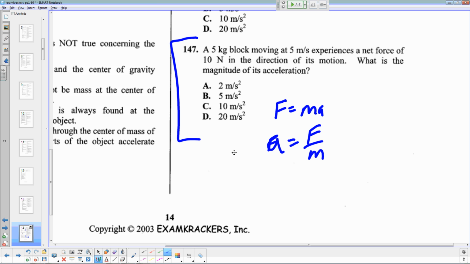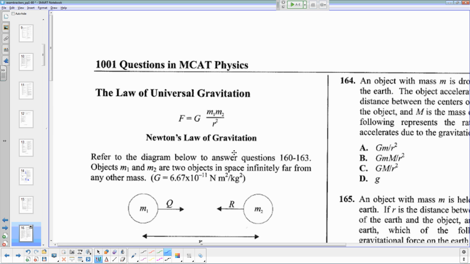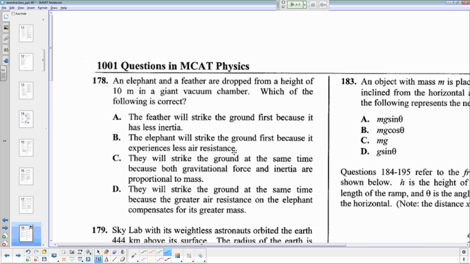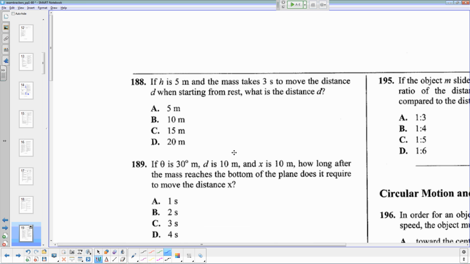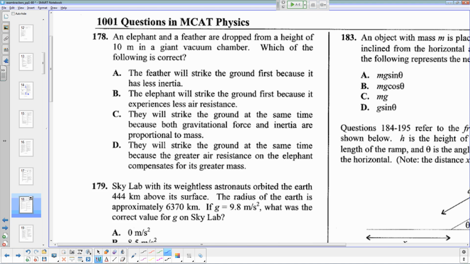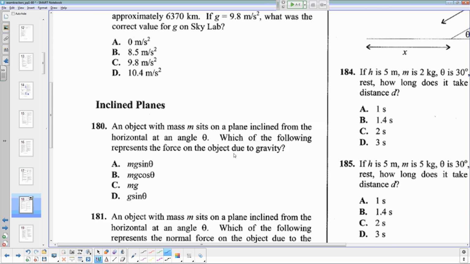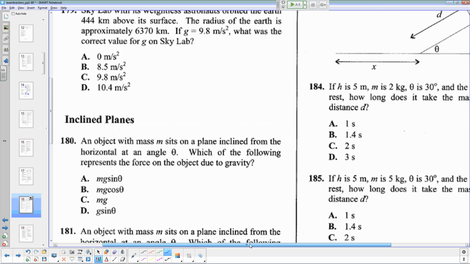Let's look at number 184. We might come back to some of the others, but I think y'all are probably okay with much of these. Am I right? These simple ones. Let's try 184, which has to do with an inclined plane in particular.